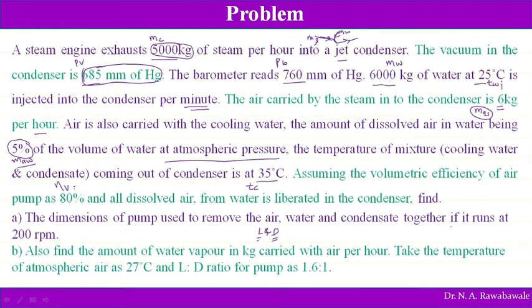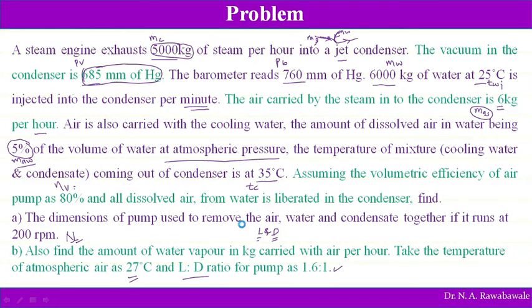If it runs at speed N equal to 200 rpm. Also find amount of water vapor in kg carried with air per hour. So amount of water vapor has to be calculated, which is mixed with the air and is taken out by this pump. Take the temperature of atmospheric air as 27 degrees Celsius, and the L by D ratio, stroke to bore ratio, is 1.6 is to 1. This is the data given.